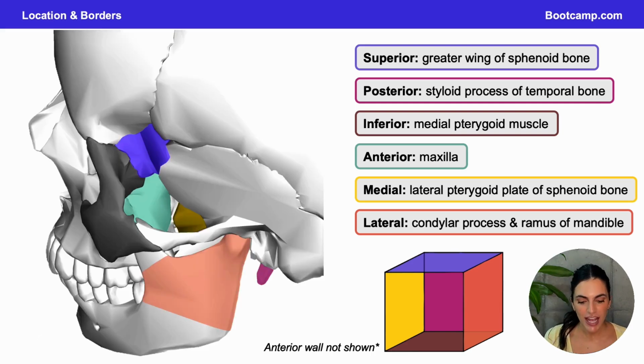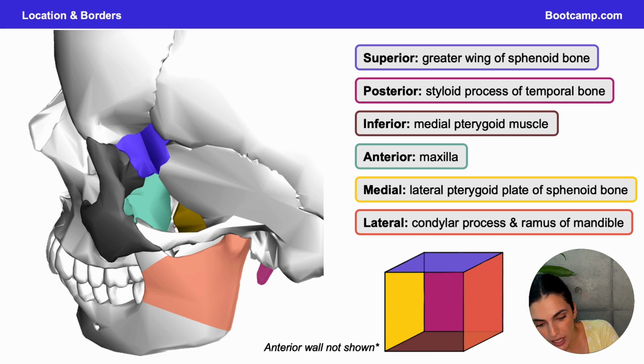So here's our image again, and I think this image really helps to better appreciate the location and the borders of the infratemporal fossa. Here again, we said the superior border was going to be our greater wing of the sphenoid. We had our posterior border here coming off of the temporal bone, which is our styloid process. We then had in this area here the medial pterygoid sitting along the inferior aspects of the infratemporal fossa, that is going to be forming our floor or inferior border of that infratemporal fossa.